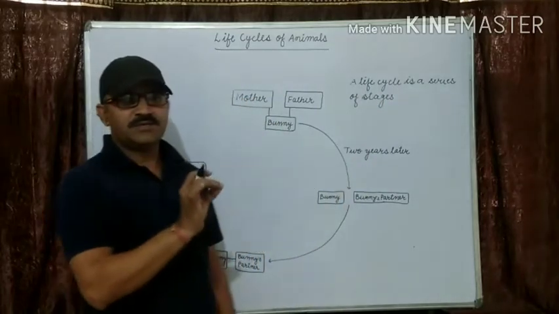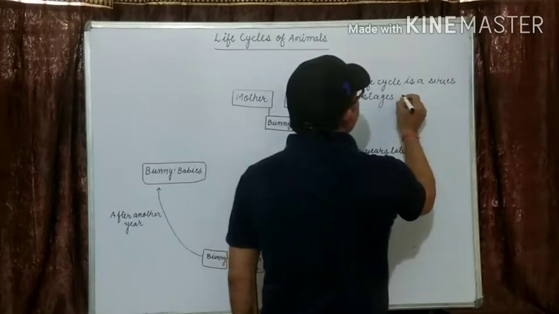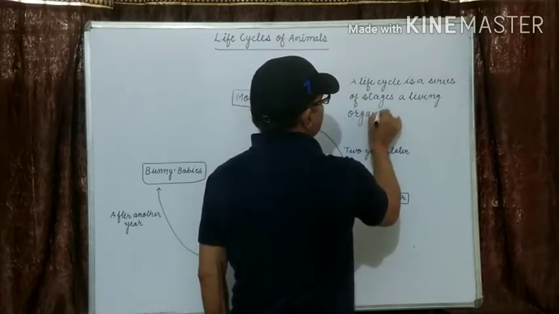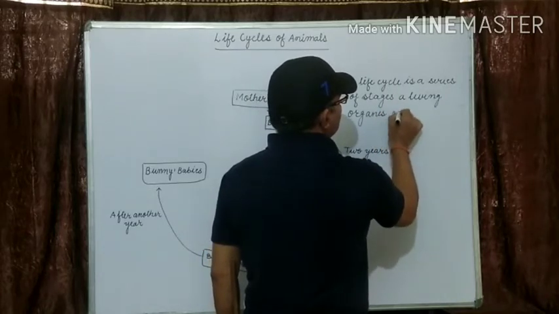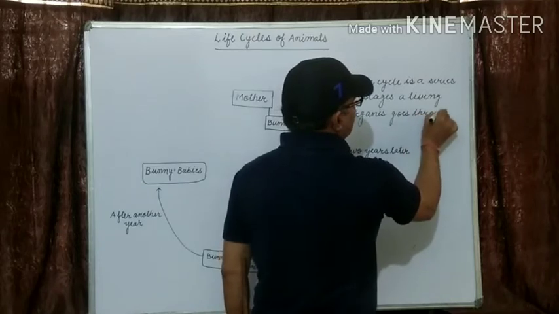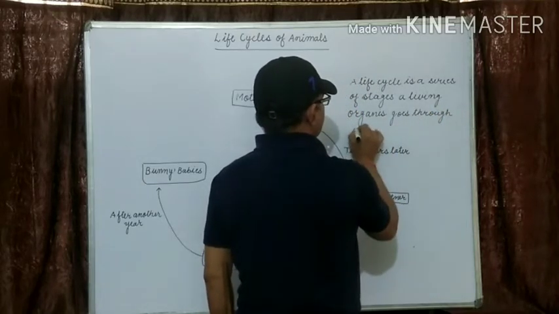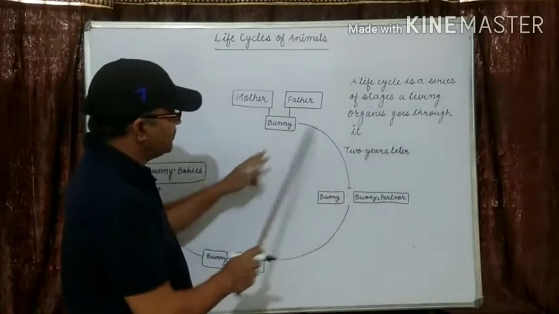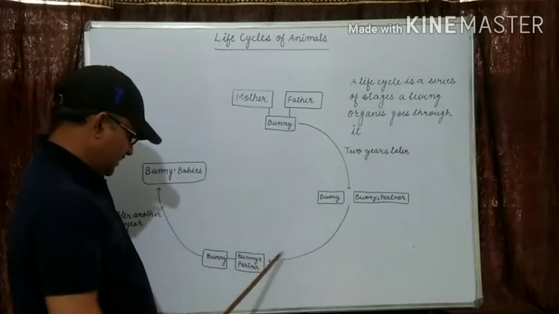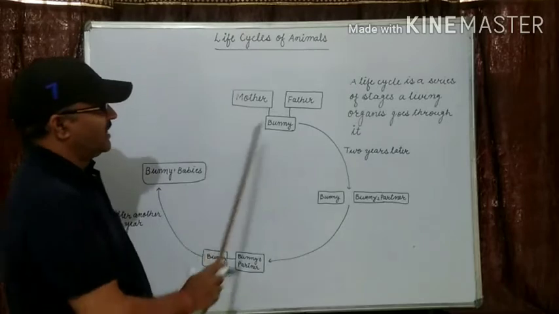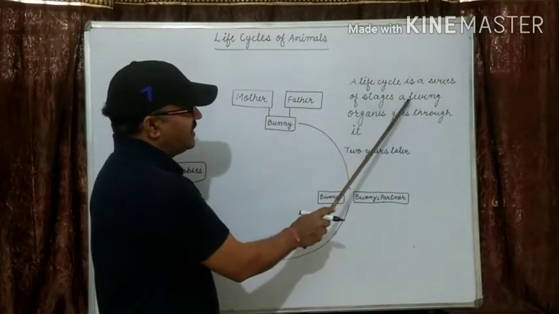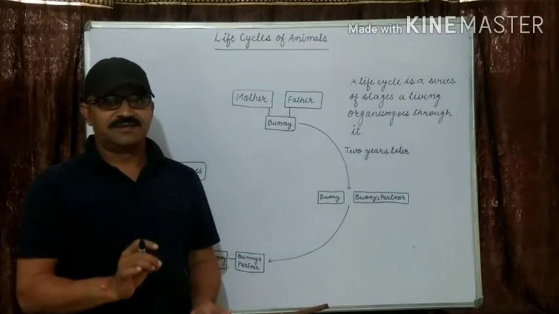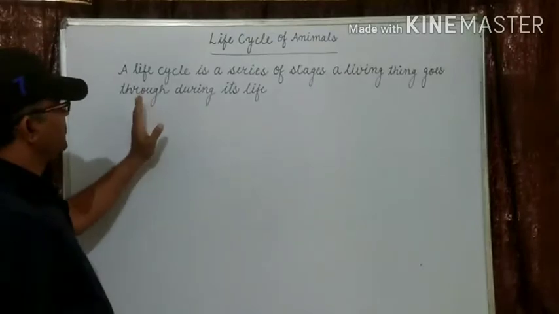A life cycle is a series of stages a living organism goes through. It is called the life cycle. Do you get my point? A life cycle is a series of stages. This is the first stage, second one this is a stage, third one this is a stage, and producing babies is also a stage. A life cycle is a series of stages a living organism goes through. Yes, this is the definition of life cycle.